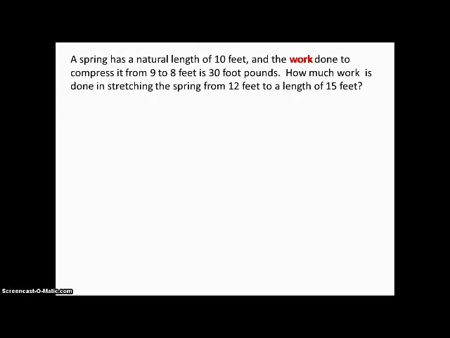Now this time, it's the work done, okay, that's 30 foot-pounds. Notice now we're in the English system. Work, not force. So, we're compressing it from 9 to 8 feet, and its natural length is 10. So what are we actually doing here? Well, we're going from 1 foot of compression to 2 feet of compression. You see? 10 minus 9 is 1, 10 minus 8 is 2. And it's the work, the integral, that equals the 30 foot-pounds.